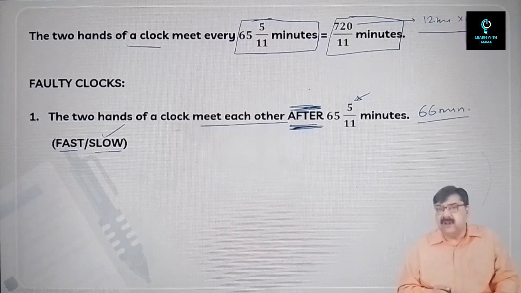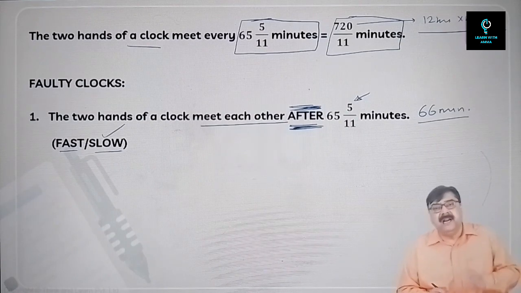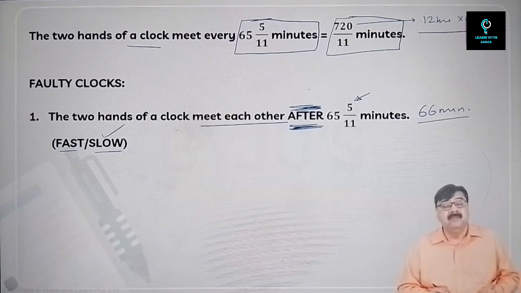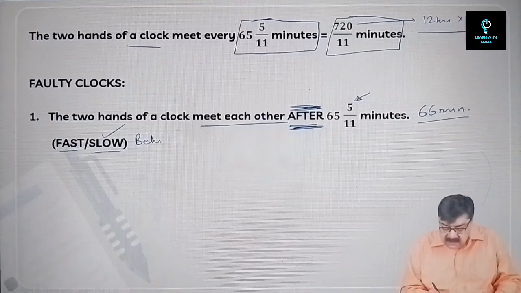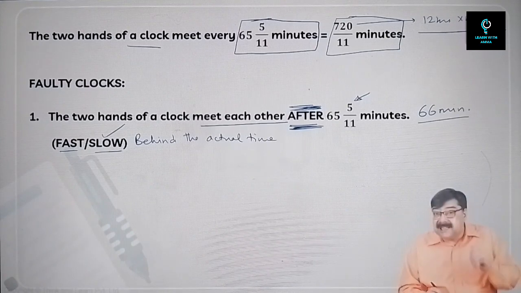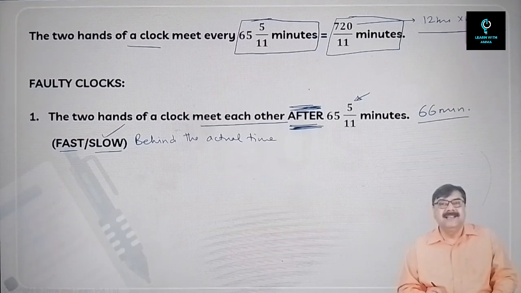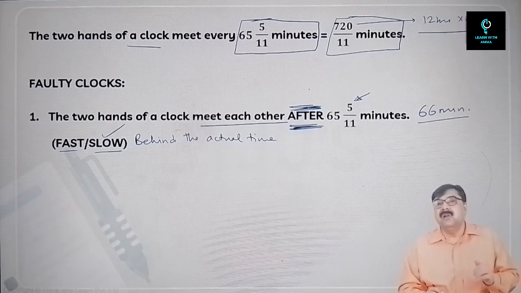So if it is moving slow, will it be ahead of the correct time or behind the correct time? Well, because it is slow, it should be behind the actual time. So the time shown by this clock is lesser than the original time. Let us say the original time is 1 p.m. and this clock is showing 12:50.